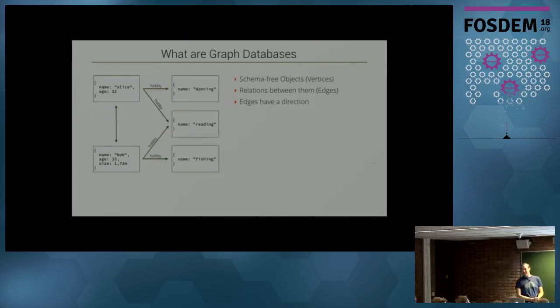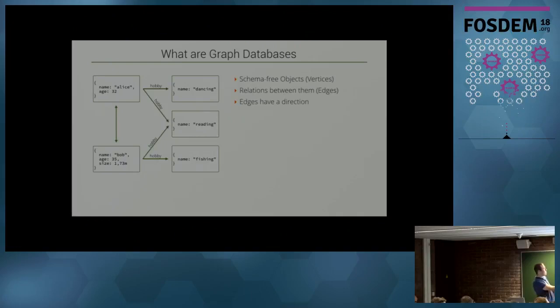Introductory talk. So who has been in the last talk? I guess this is not new for you. What are graph databases? So first of all, graph databases store schema-free objects, which they call vertices. So it means that you can have arbitrary attributes on your vertices, and not every vertex needs to have the same attributes. So you can switch the logic of which attribute is there actually back to the client. Then they store relations between them, which they call edges.